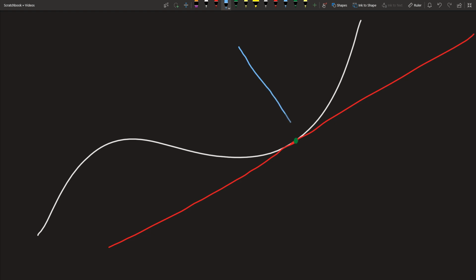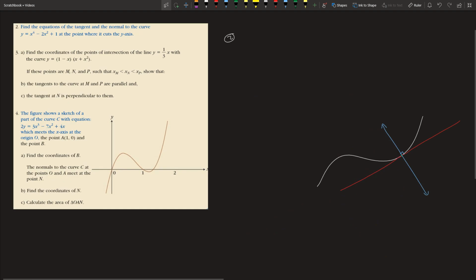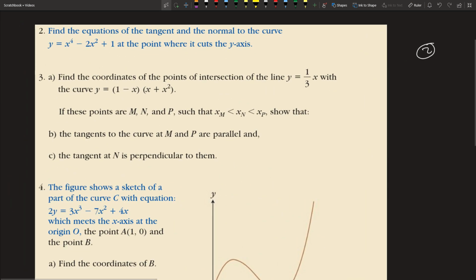It will be perpendicular to the tangent. That's not a nice line, but that's fine. So it's perpendicular to the tangent at that point. So how do we find normals and tangents? Well, we know that the slope of the tangent to a curve at a point is the derivative. And the normal, we can't get the slope directly. I'll teach you how.